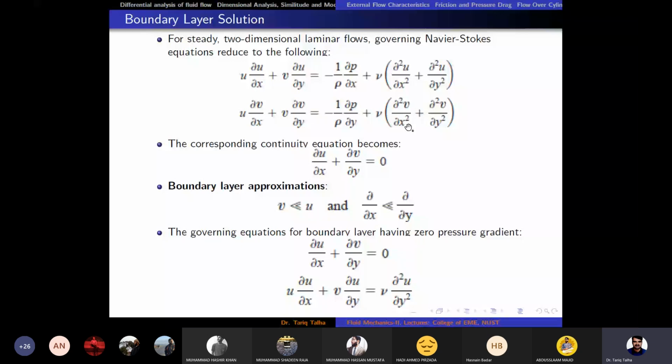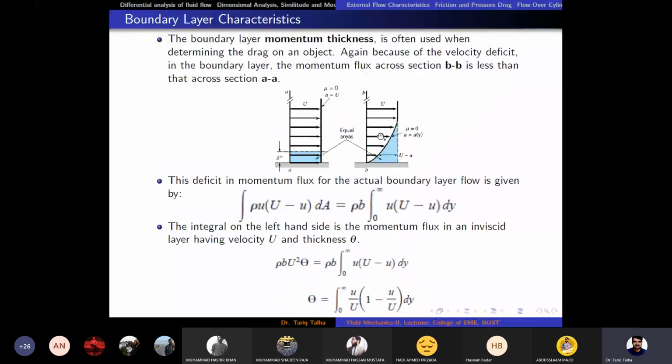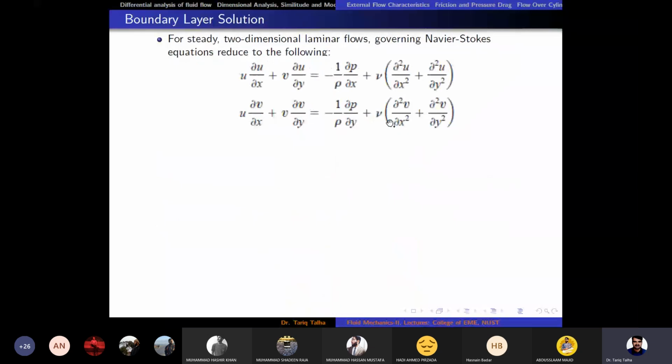And because v velocity is quite negligible as compared to the u value, this term is also 0. So we are left with only one term, partial p by partial y, which is equal to 0. It means that within the boundary layer there is negligible pressure gradient in the y direction. That's why v velocity is small. So we have got only two equations: partial u by partial x plus partial v by partial y is equal to 0.